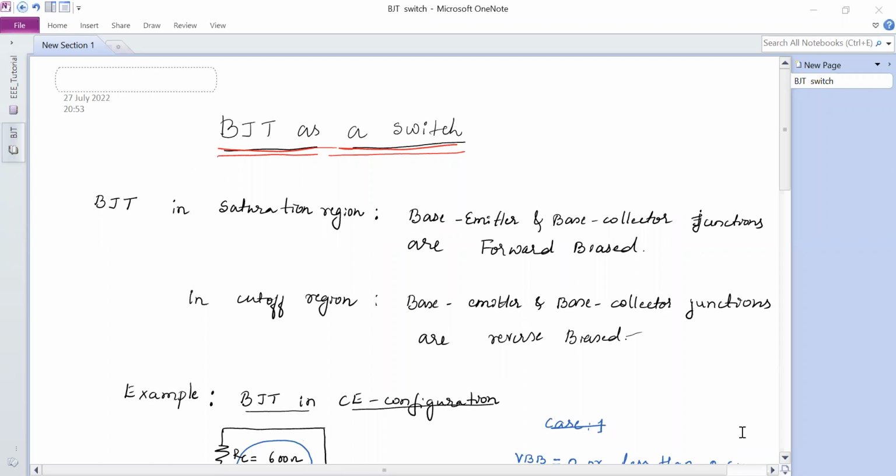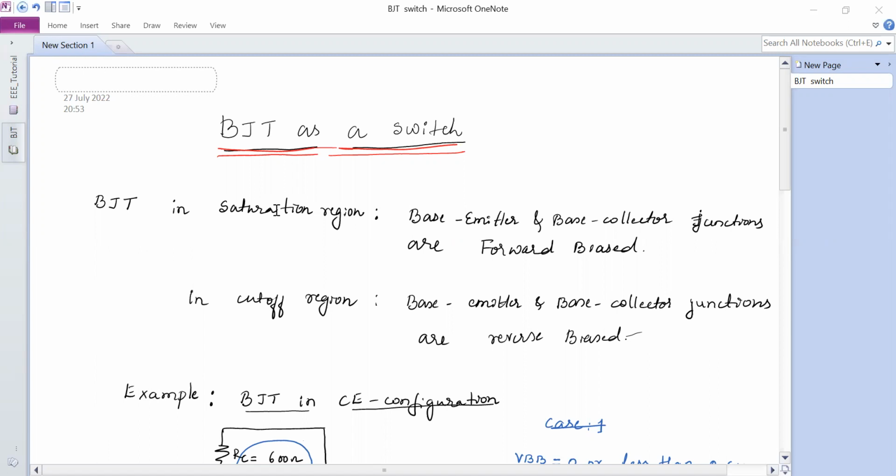Welcome to the video lecture on BJT working as a switch, also called an inverter. We all studied that a BJT can work as a switch or an inverter when it is biased in two regions: either the saturation region or the cutoff region. If the BJT is in the saturation region, the base-emitter and base-collector junctions are forward biased. If the BJT is in the cutoff region, the base-emitter and base-collector junctions are reverse biased.